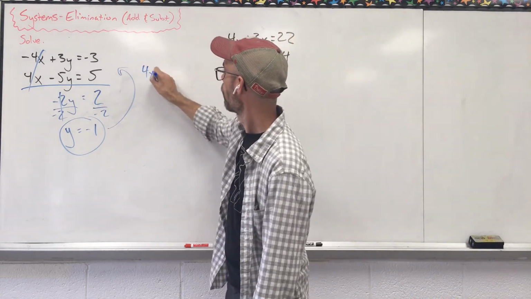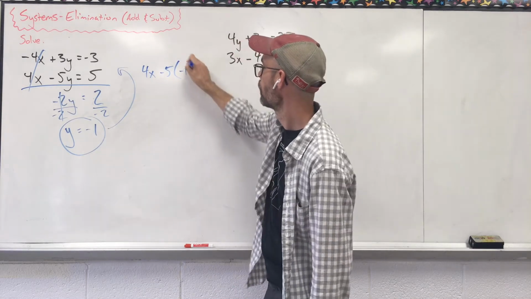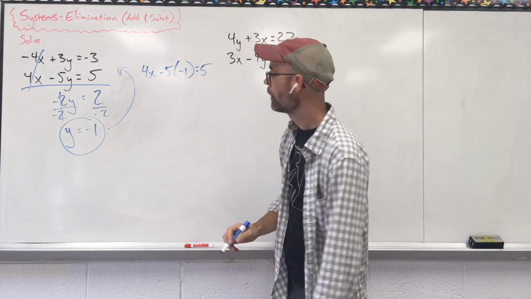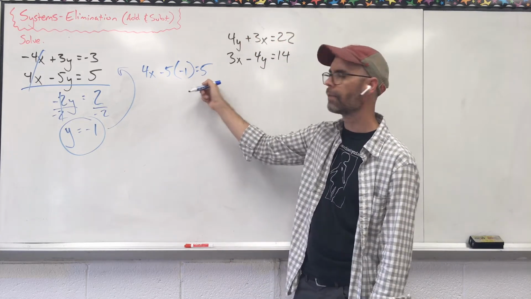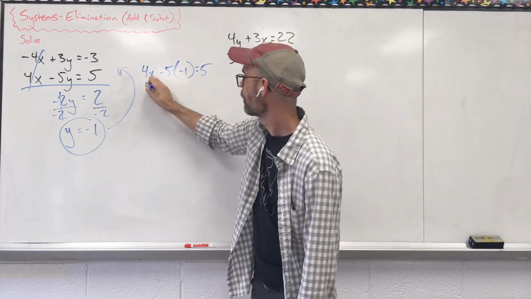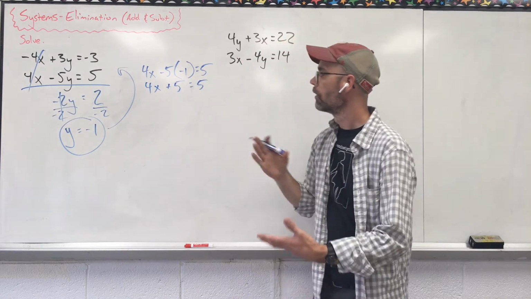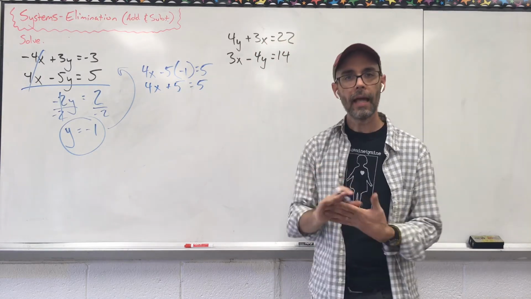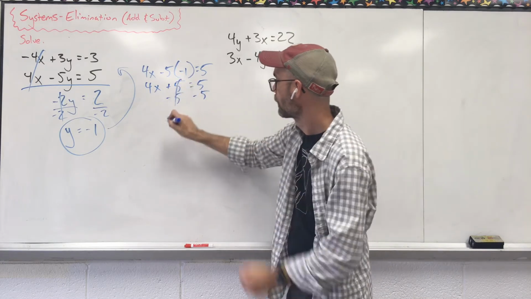So 4x minus 5, my y value is negative 1 equals 5. Now the reason why I picked this one is I know I'm going to get a 5 here. I'll have a 5 here. Something's going to happen there. So when we put stuff together, two-step equation, let's just get x all alone, minus 5, minus 5.